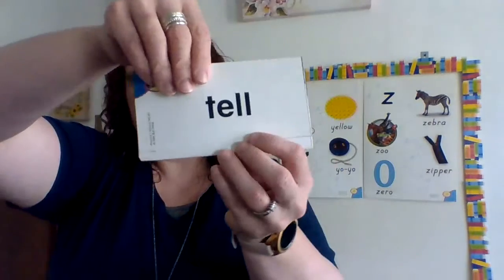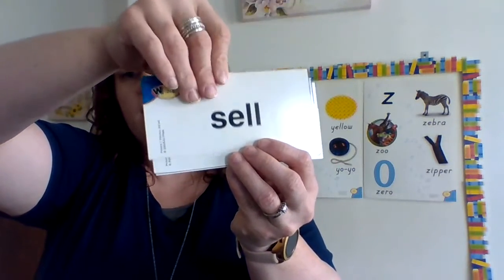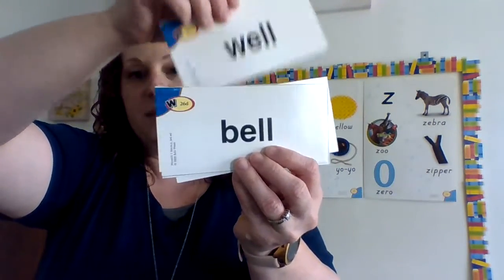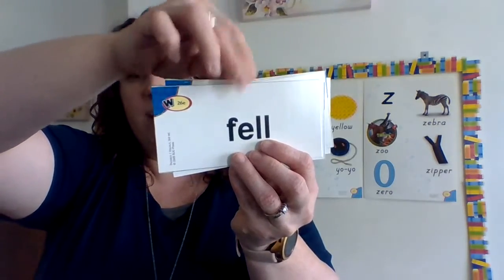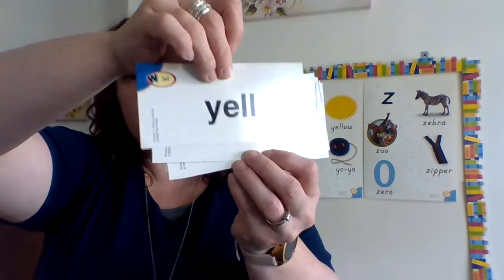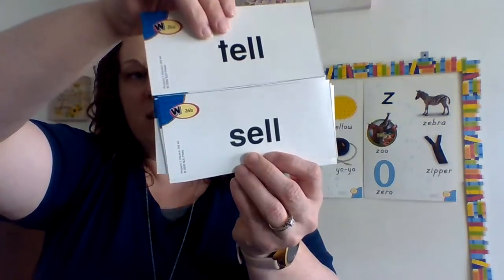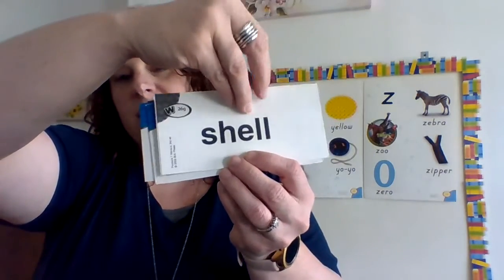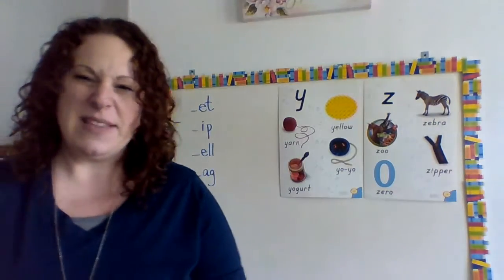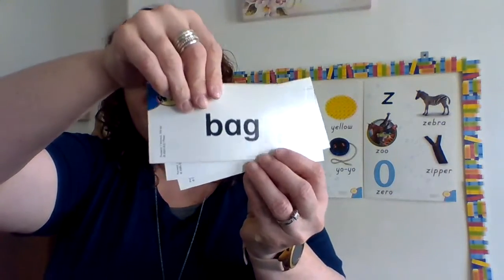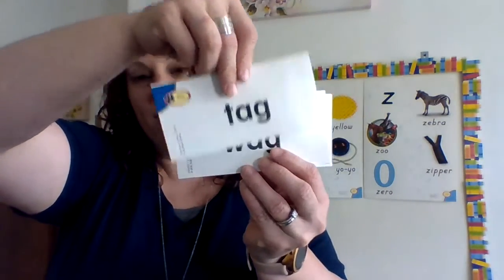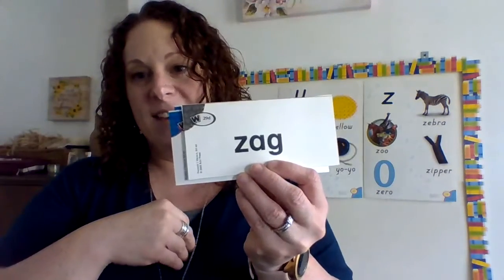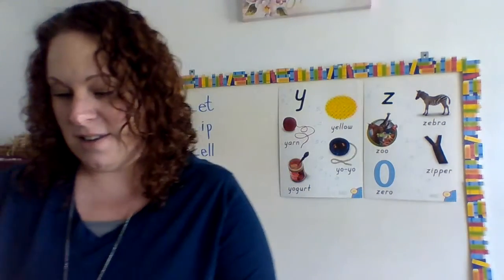Okay. Now we have the word tell, sell, well, bell, fell, yell, and we're back to tell, and then on the back is shell. Okay, and then our last word family, and this one's little. We have wag, bag, tag, and zag. All right, very good.